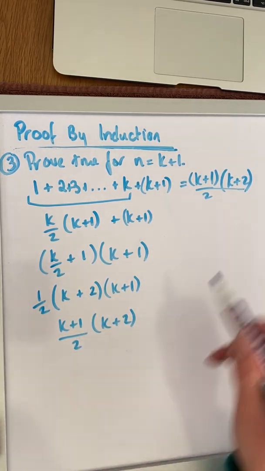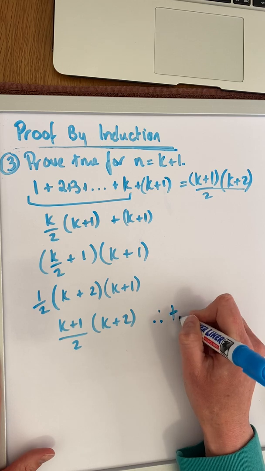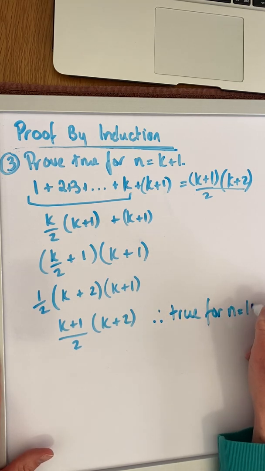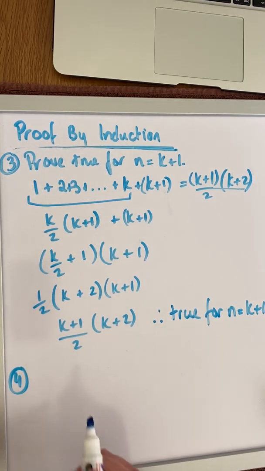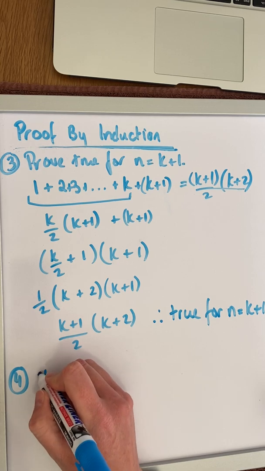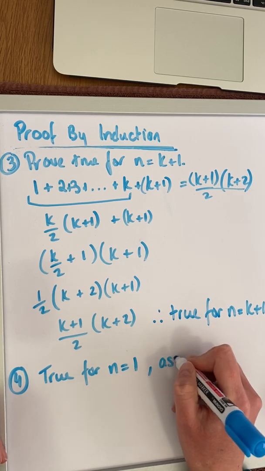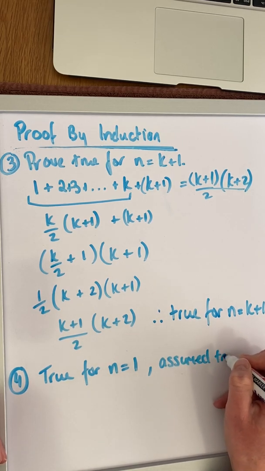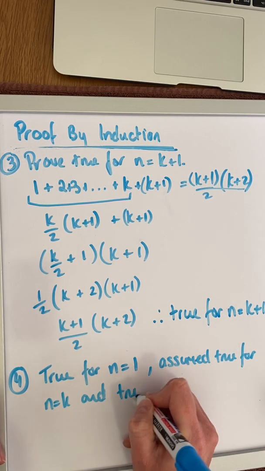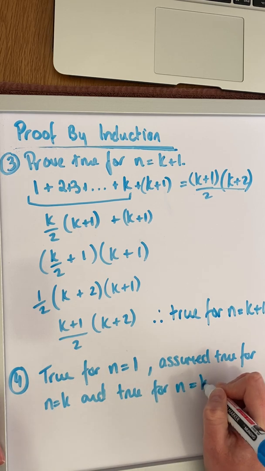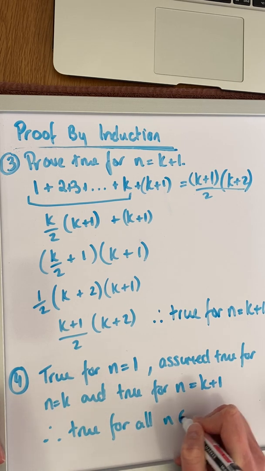So now that we have left-hand side equals right-hand side, we need to write our conclusion. So first of all, we can say, therefore, it is true for n equals k plus 1. So in terms of our conclusion, we've already proved that the statement is true for n equals 1, it's assumed true for n equals k, and true for n equals k plus 1. Therefore, true for all n an element of the natural numbers.